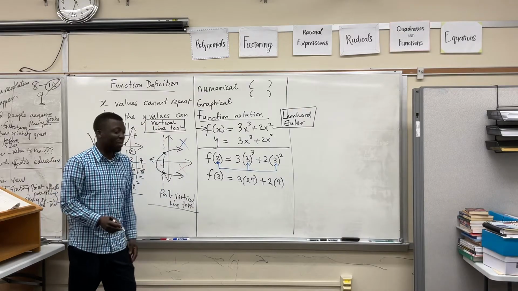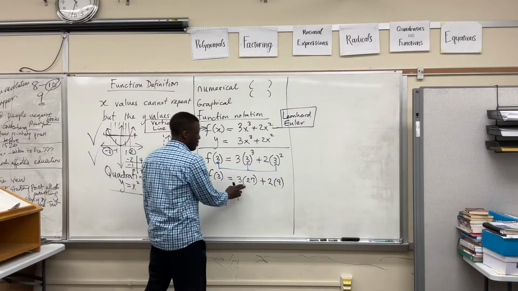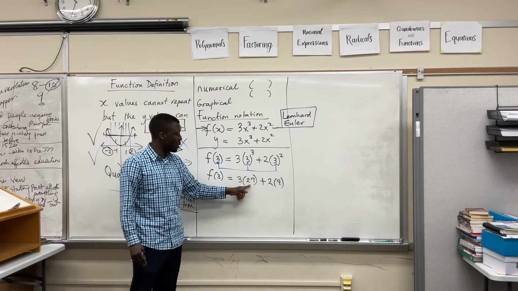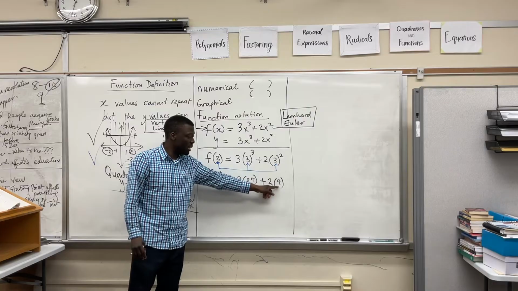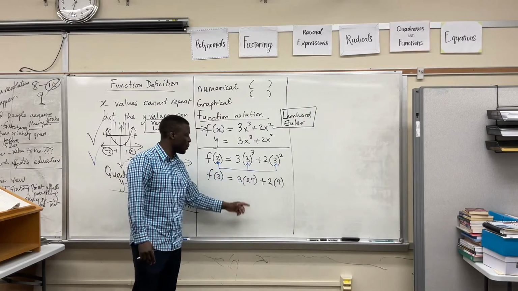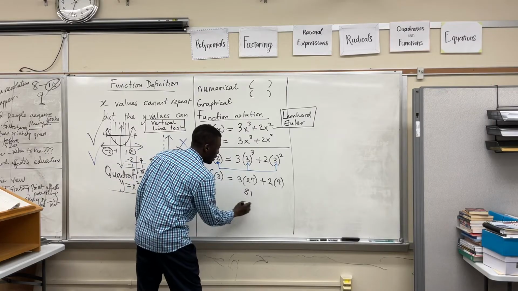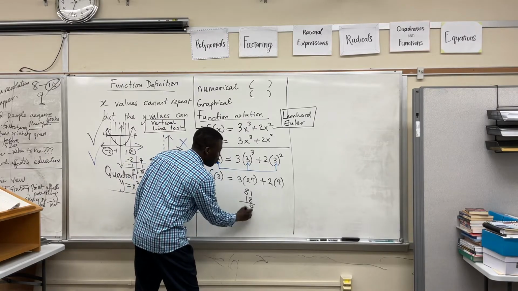And all you have to do at this point is say, what is 3 times 3 times 3? That's how we get that cubed. That's how we got 27. And then 3 times 3 is 9. We multiply those two together. We know that's 18. We multiply 3 times 27. That's 81. 81 plus 18 is 99.